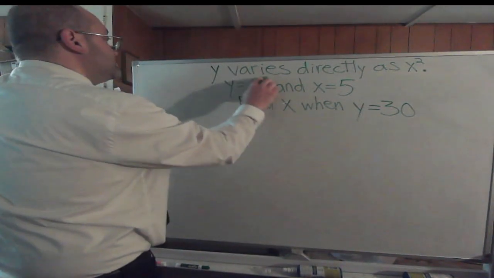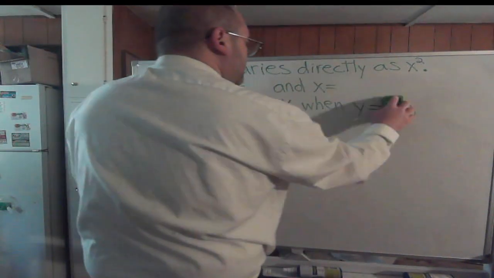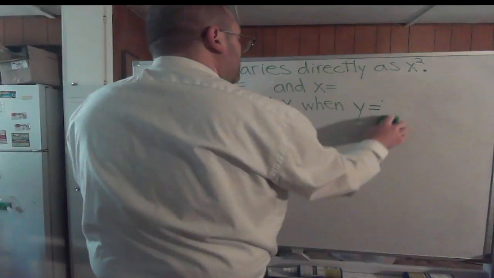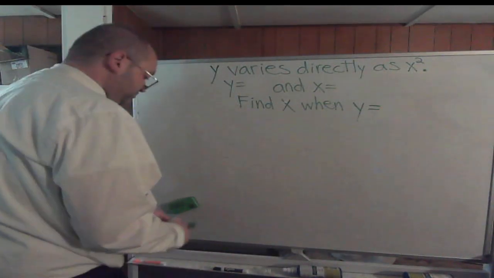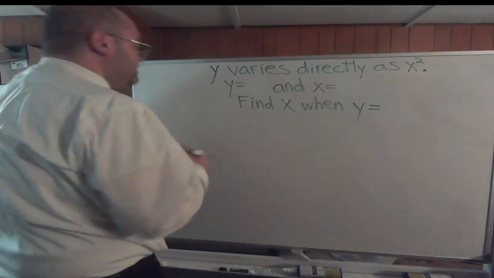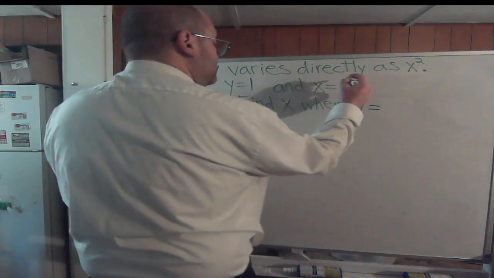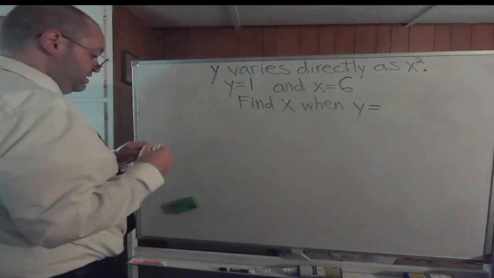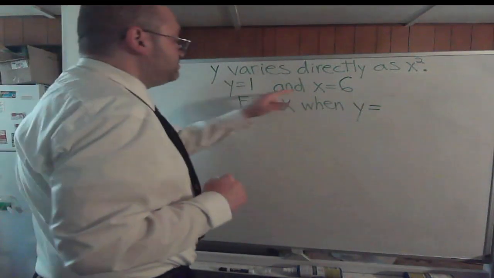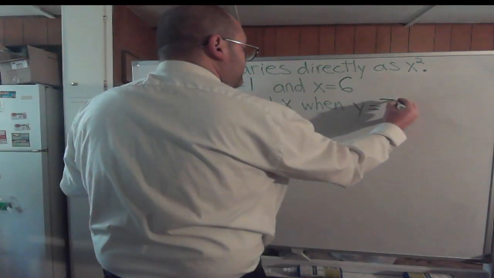Last one of direct variation. We'll make y equal to 1 and x equal to 6. So y will equal 1, x will equal 6. We'll find x when y is 7.